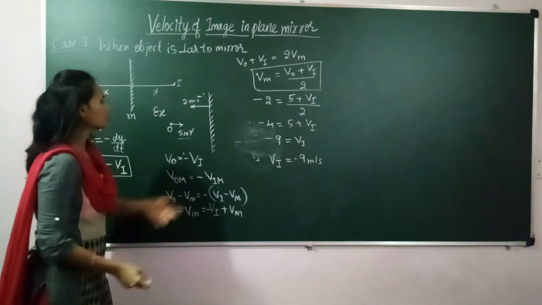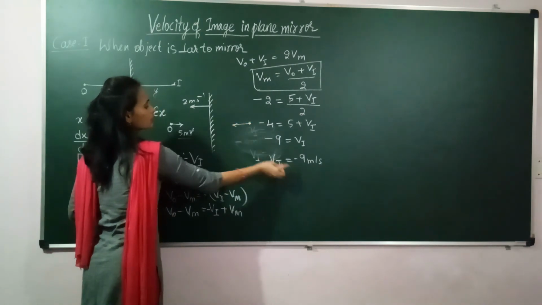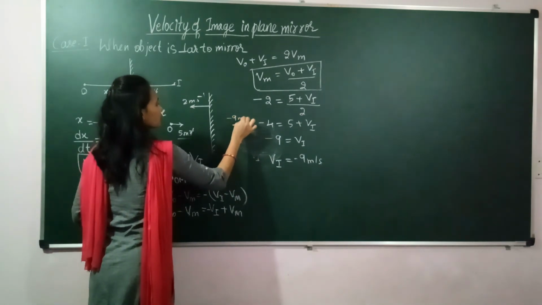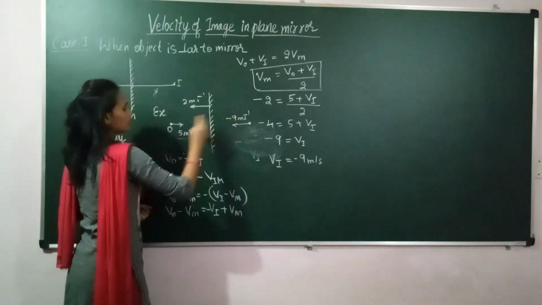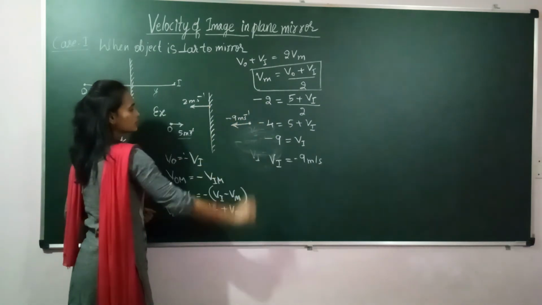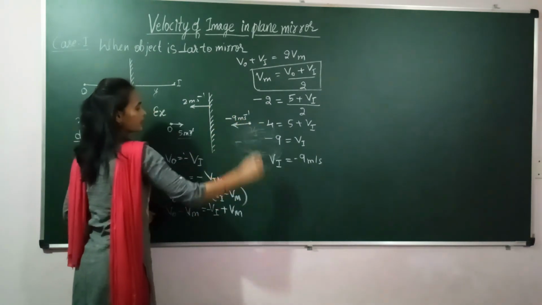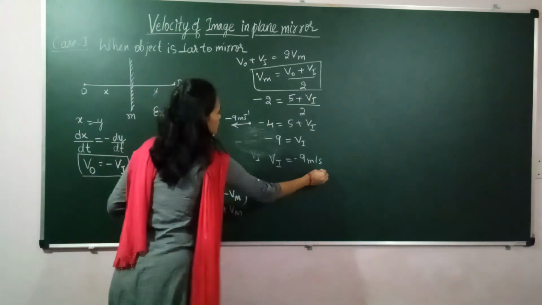Means somewhere here an image is formed, and this image is moving with how much speed? Minus 9 meter per second. Minus 9 shows that it is moving towards the mirror. Means if this is moving in this direction, the image will move in the opposite direction. So this opposite direction is indicated by the negative sign. So this is about the velocity of the image.